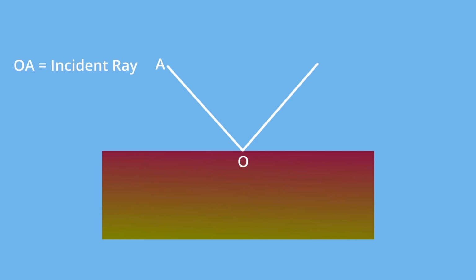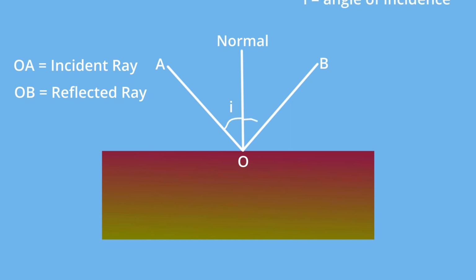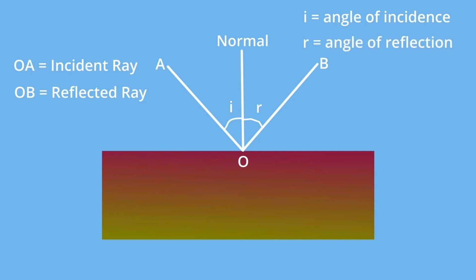OA is called the incident ray and OB is called the reflected ray. The imaginary line perpendicular to the surface passing through O is called the normal. The angle between the normal and the incident ray is called the angle of incidence, represented by I, and the angle between the normal and the reflected ray is called the angle of reflection, represented by R.